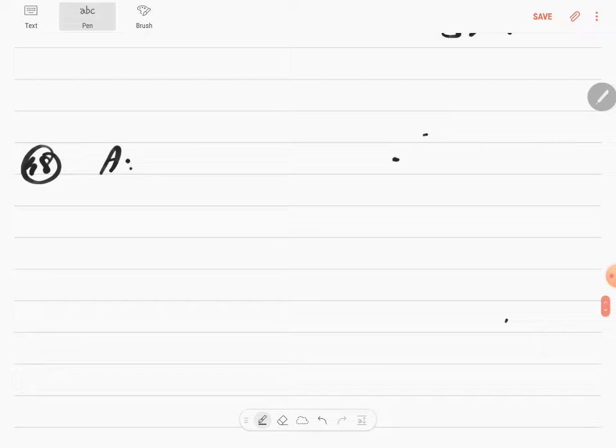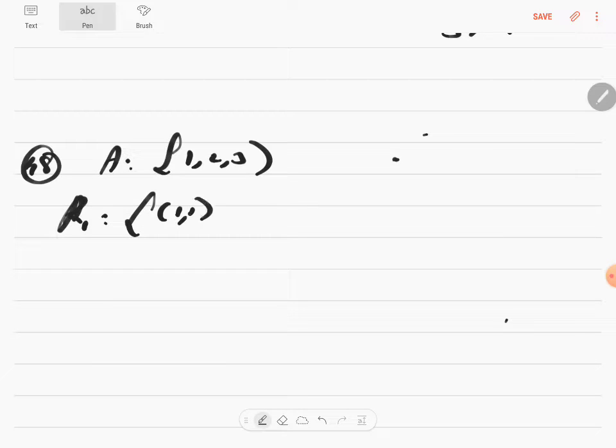In a set A, which is 1, 2, 3, the relation should contain (1,2) and (2,1). So let's write relation 1: (1,1), (2,2) and (3,3). That is one equivalence relation. But they said it should compulsorily contain (1,2) and (2,1).